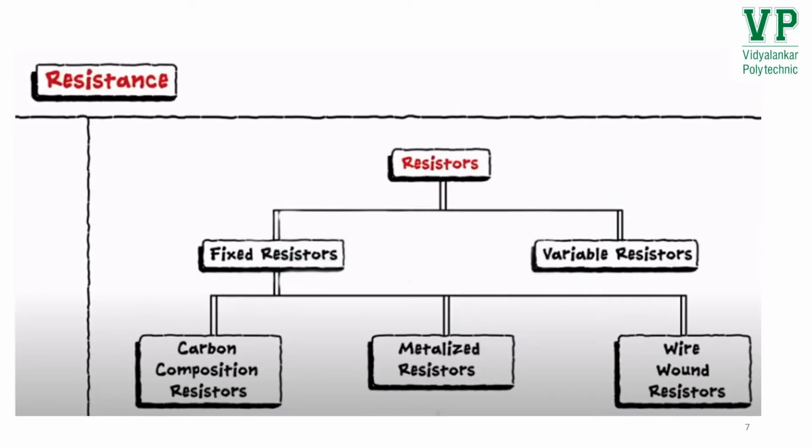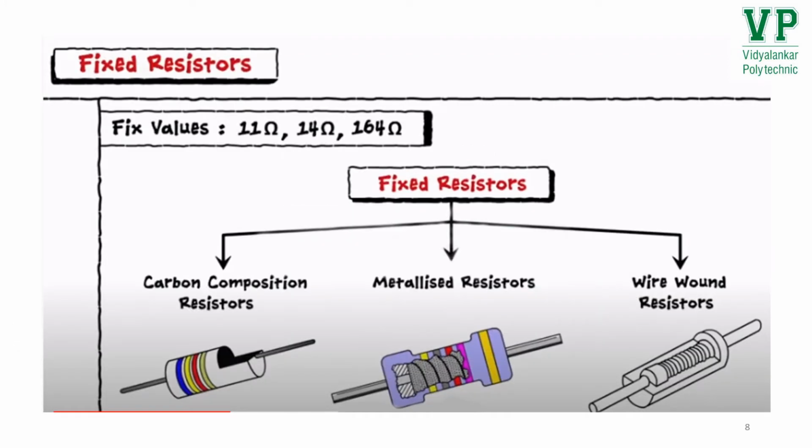Resistors are classified into two types, such as fixed resistors and variable resistors. Fixed resistors are further divided into three types: carbon composition resistors, metallized resistors, and wire wound resistors. Let's start with the fixed resistors. As per their name, the value of fixed resistors is fixed. For example, 11 ohm, 14 ohm, 164 ohm, etc. As discussed earlier, fixed resistors are of three types, that is carbon composition, metallized, and wire wound resistor.